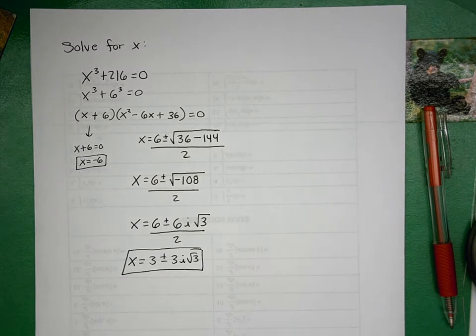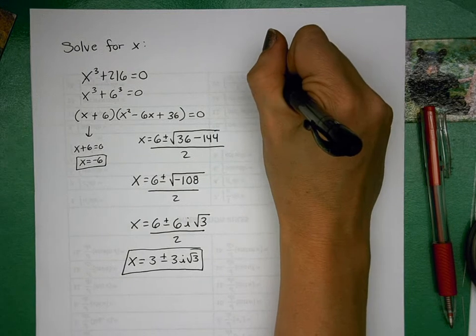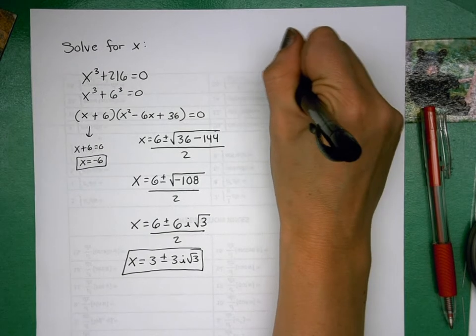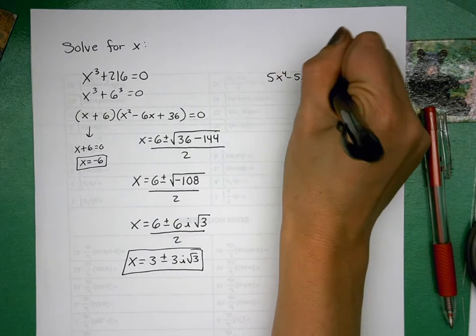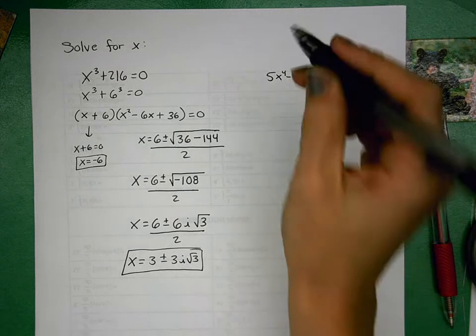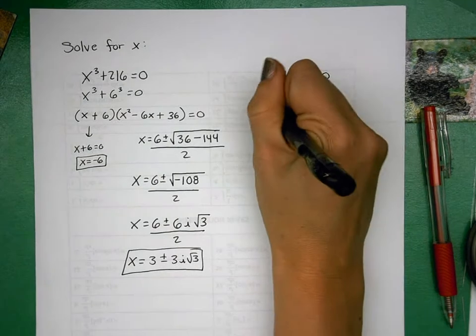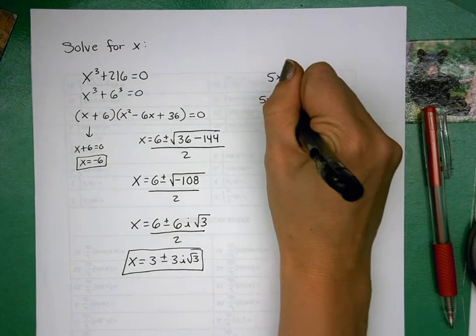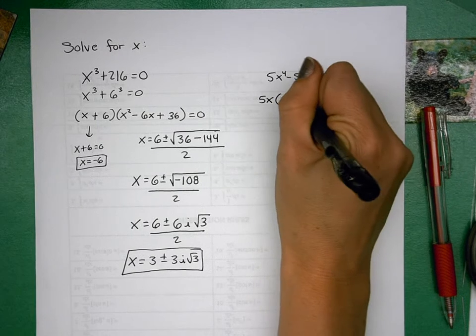Okay, here's another. 5x to the 4th minus 5x equals 0. Go ahead and pause the video, restart it when you're ready. Okay, factoring, we have a GCF that comes out here, so 5x, left over we'd have x cubed minus 1.